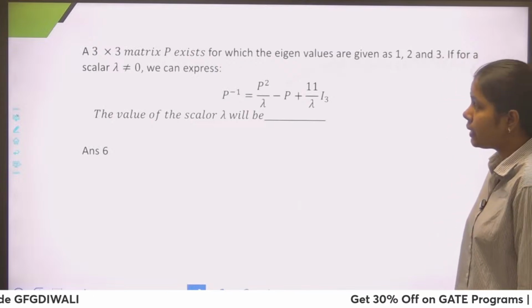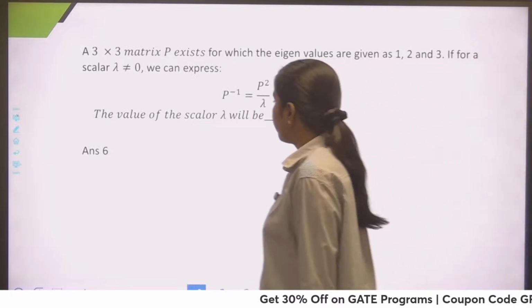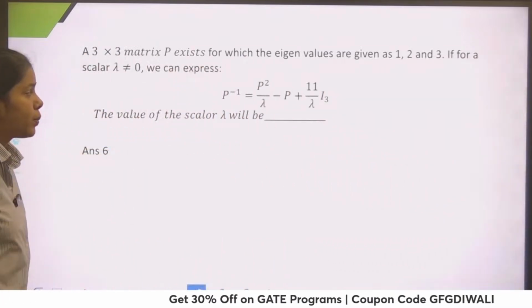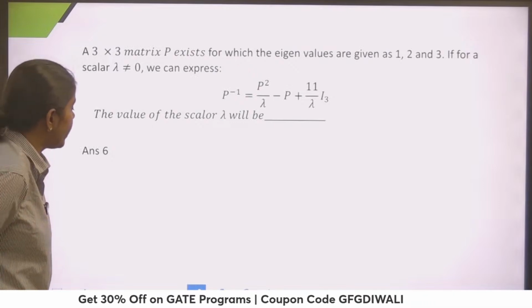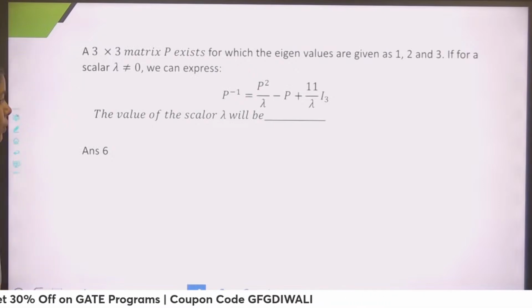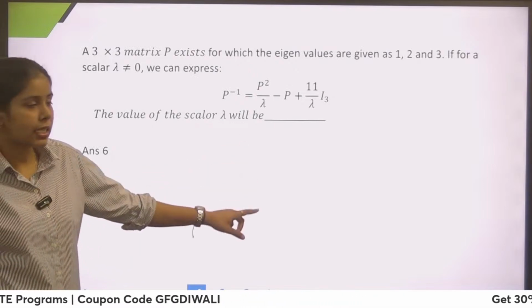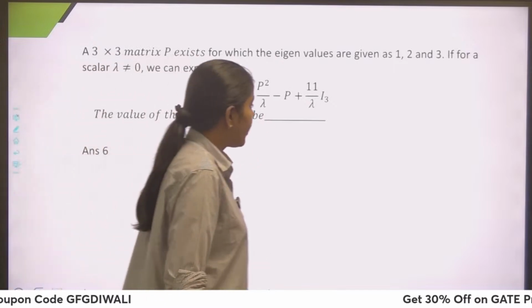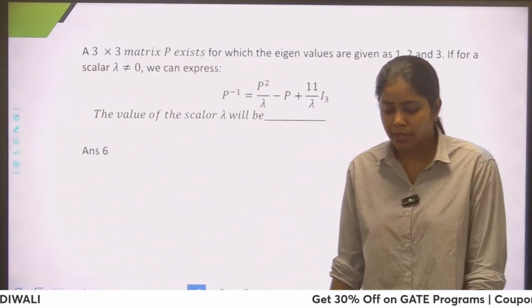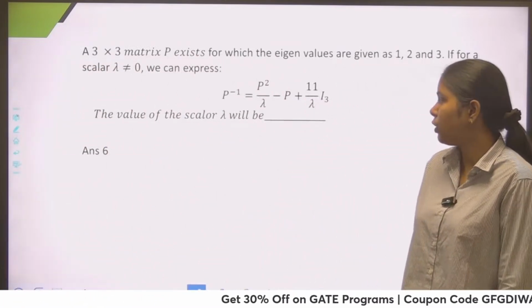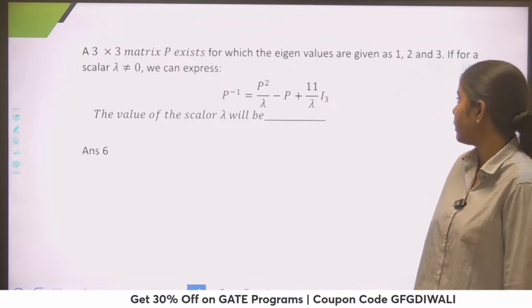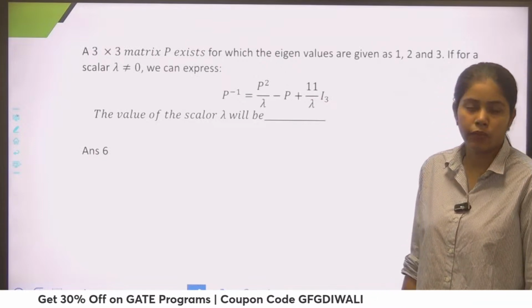It says that a 3 cross 3 matrix P exists for which eigenvalues are given as 1, 2, 3. If for a scalar value lambda not equal to 0, we can express P inverse is equal to P square by lambda minus P plus 11 by lambda I3, then the value of scalar lambda will be. So we have to tell what is the scalar value of lambda.